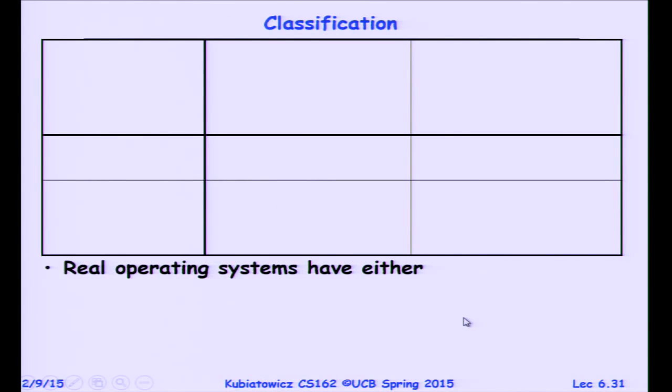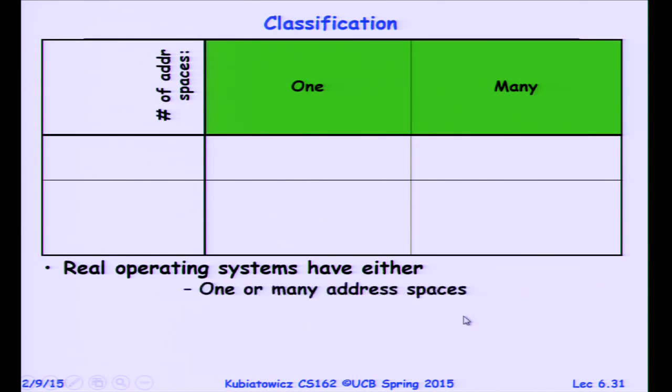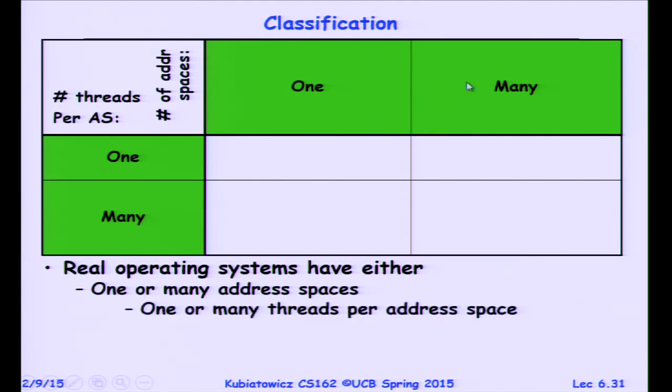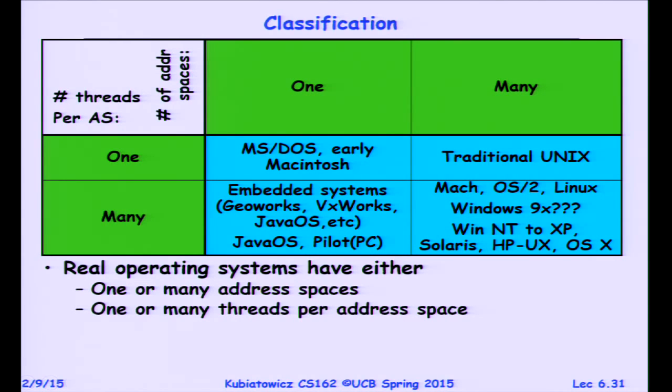So just before our break, I wanted to close with a little bit of a classification here. We can talk about the number of address spaces. Either there's one or there's many. One address space is the way to think about things that basically don't have any memory protection. With many address spaces, you have processes. You can talk about the number of threads per address space. One is a traditional process. Many is a standard modern process. And we can classify a bunch of different operating systems in these various quadrants.